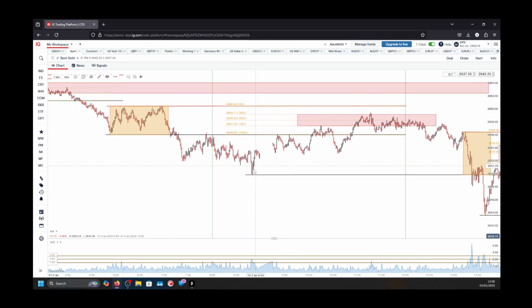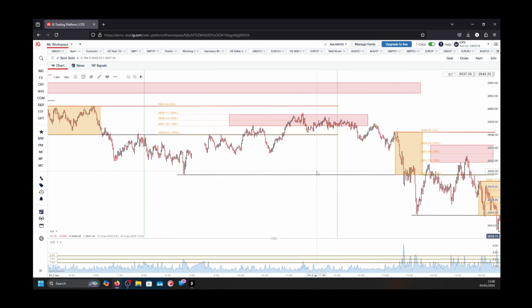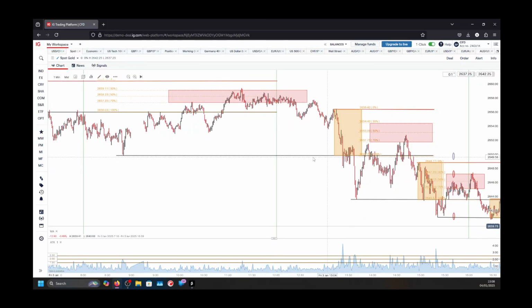So this is the low. This is as low as price got after the break of this point. This is the low that was created before price started to move up into this zone. We can see here we get a break of this low, so a break of structure. This was the high that caused the break of structure.